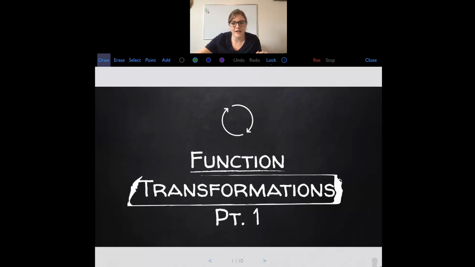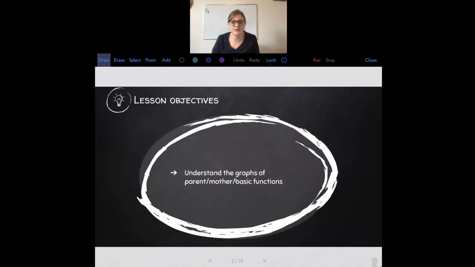So we are starting a three-part series on function transformations. This is part one, and our goal in part one is to understand the graphs of what I call parent functions, mother functions, or basic functions. Because what we'll be doing is using these basic functions to then apply transformations and be able to graph them based on the basic function and the transformations given.